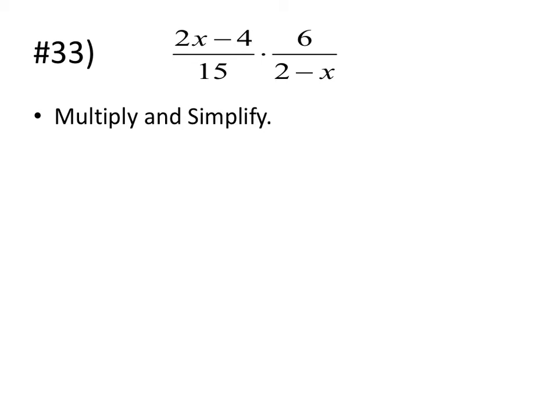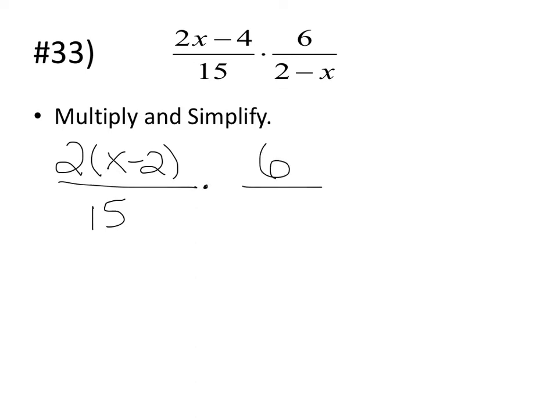you multiply. So I'm going to start with the top of the first numerator, which is 2x minus 4, where you can factor a 2 out, leaving you with x minus 2, over 15. Times 6. 6 and 15, you can't do anything with those. And 2 minus x, you can't do anything with. So first off, always put parentheses around each expression. And then you can see what cancels and what doesn't.